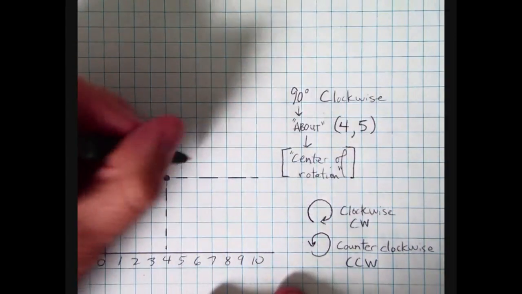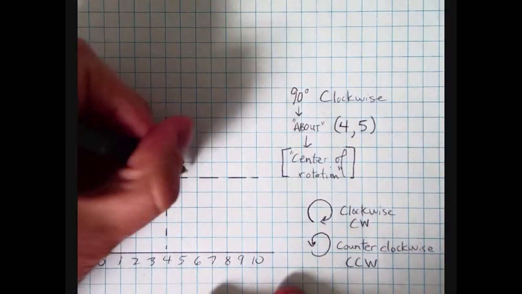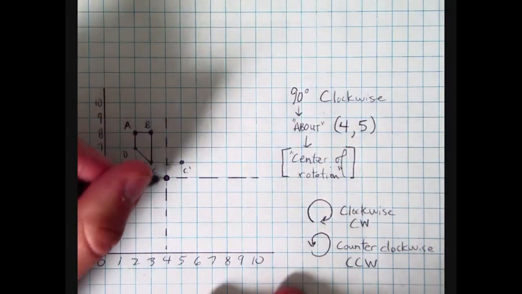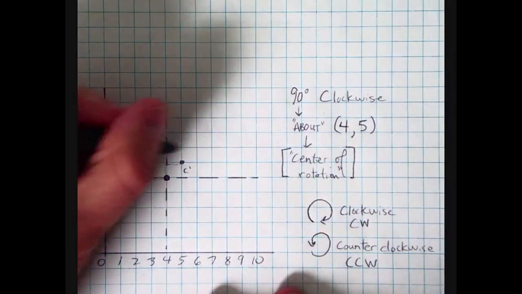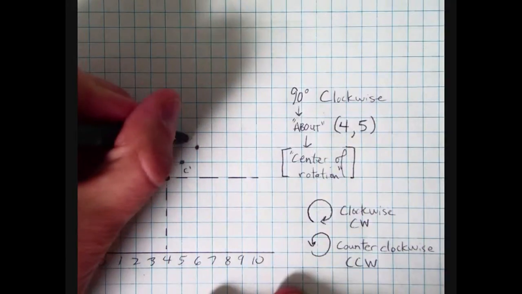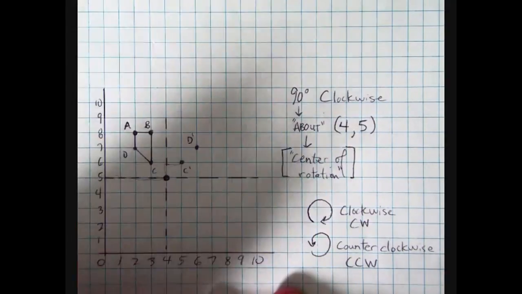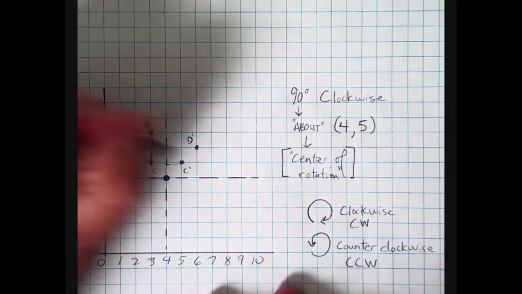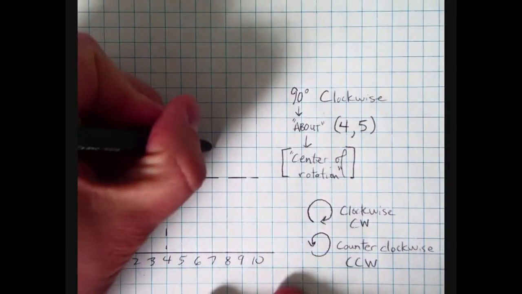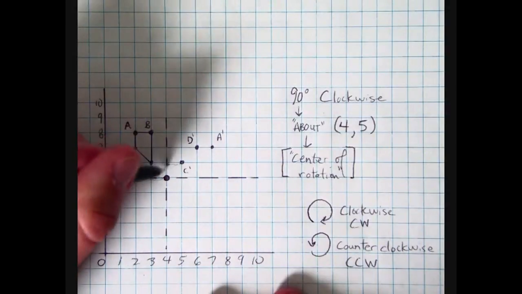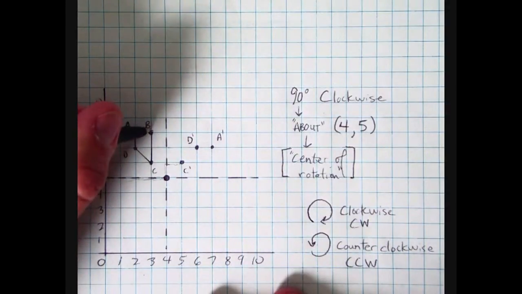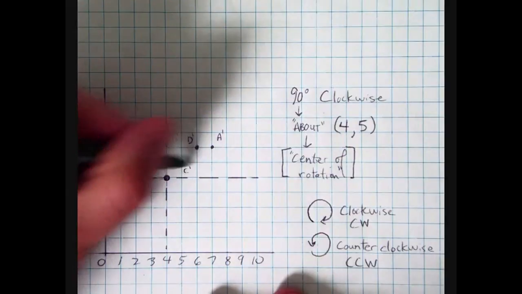So my new C location is right here. We'll call this C prime. D is 2 over and 2 up. So it'll be 2 up and 2 over. That's D prime. A is 2 over and 3 up, so 2 up and 3 over. And then finally B is 1 over and 3 up, so we'll go 1 up and 3 over.